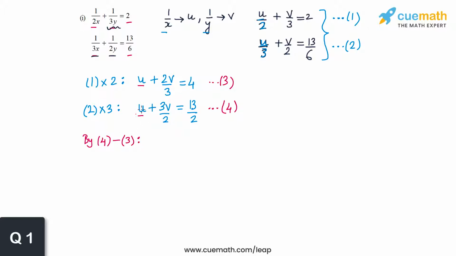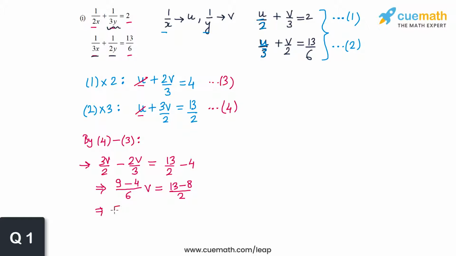So what does this give us? The u terms cancel out, and on the LHS we have 3v/2 - 2v/3, and on the RHS we have 13/2 - 4. So this is an equation in v alone. So let's solve it and find the value of v. So 3v/2 - 2v/3 will be equal to, denominator 6 and numerator 9v - 4v, is equal to (13 - 8)/2. So I've just taken LCMs and combined the terms.